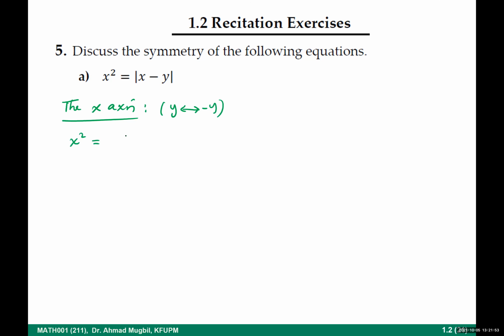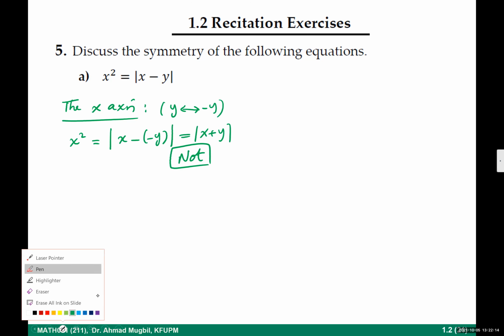x squared equals the absolute value of x minus negative y, which is x plus y. Is the absolute value of x plus y equal to the absolute value of x minus y? No. So what we conclude from here is that it is not symmetric with respect to the x-axis. Now, what about the y-axis?